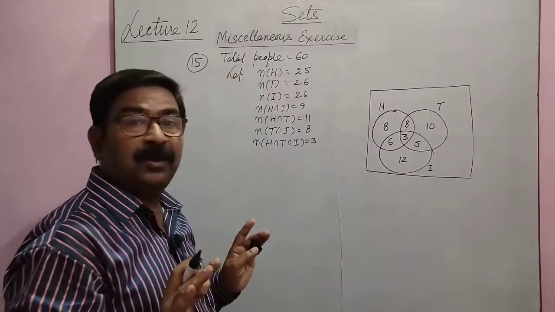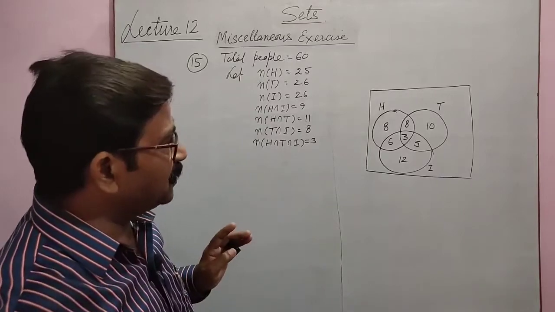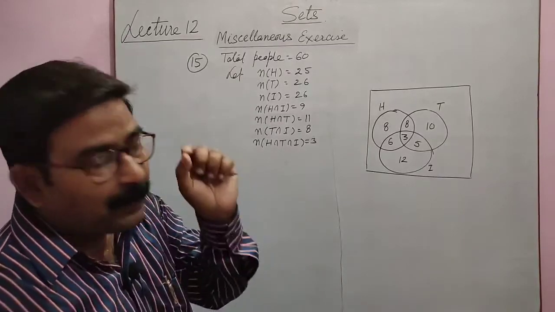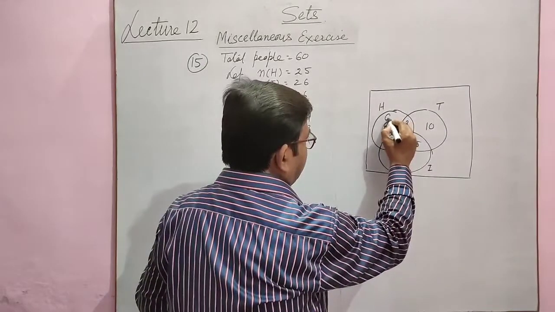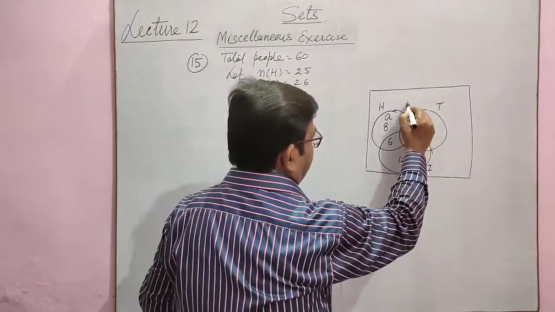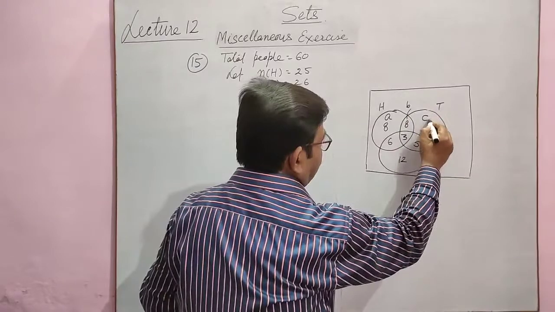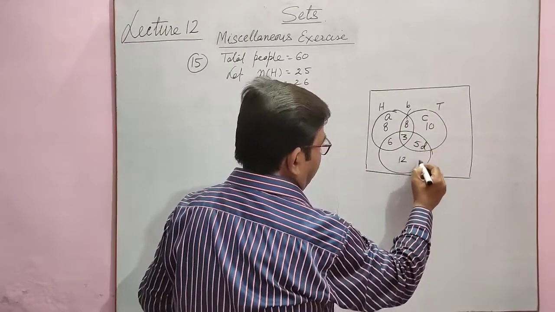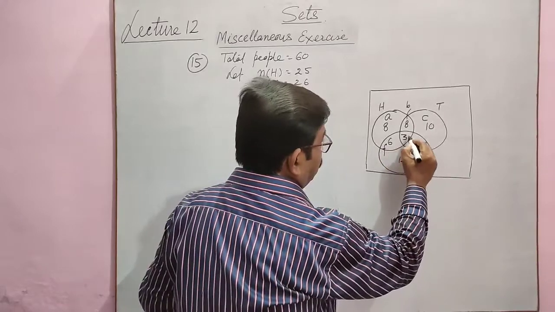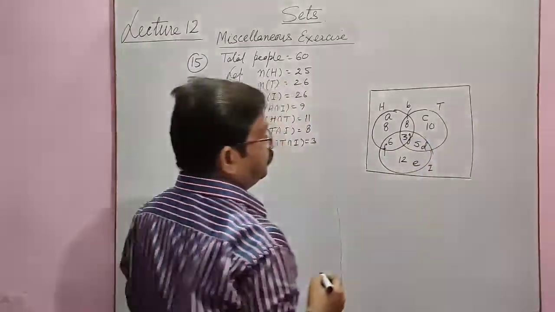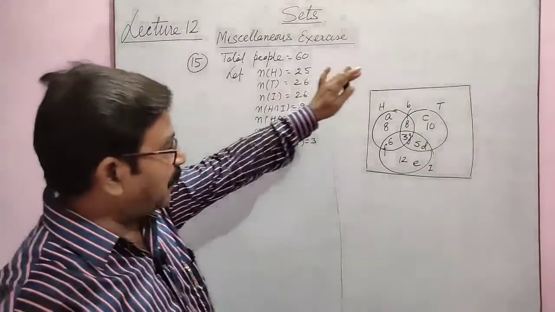So we have got this Venn diagram. Now very simple. Write the name of every part, like I am writing here. See, this is A. This one is B. This one is C. This one is D. This one is E. This one is F. Suppose this one is G. So every part I have given.